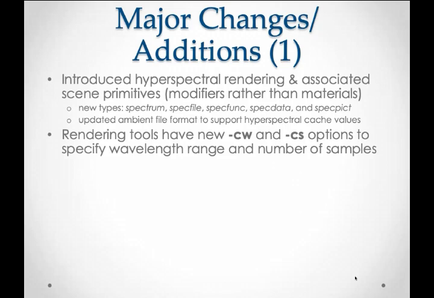So the rendering tools have new -CW and -CS options. There's also a -CO option, which I'll mention later, for controlling the spectral sampling. If you don't set any of these options, it just defaults to an RGB calculation and will reduce whatever spectra you give it to RGB.